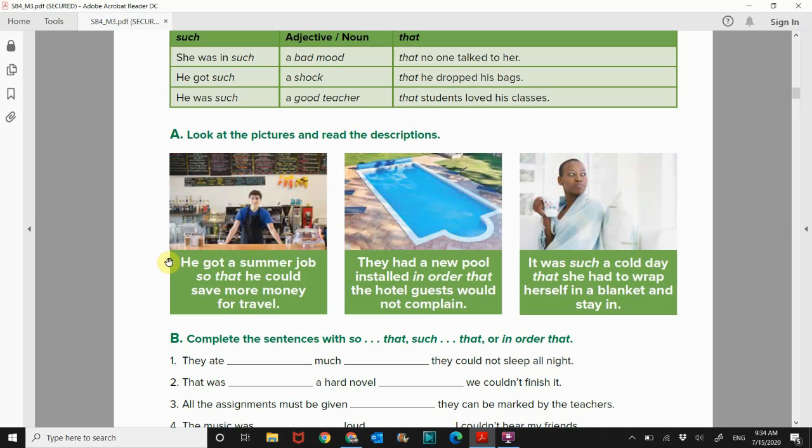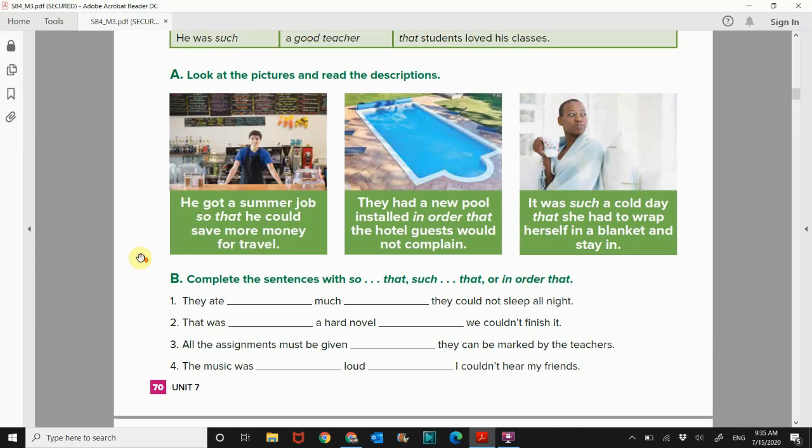Picture A, he got a summer job so that he could save more money for travel. So make sure you repeat that. The second picture, they had a new pool installed in order that the hotel guest would not complain. And the third picture, it was such a cold day that she had to wrap herself in a blanket and stay in. When we say stay in, this is like stay inside. So like quédate en casa.